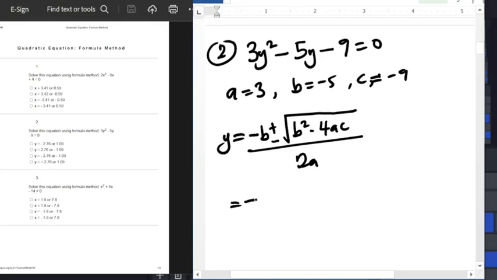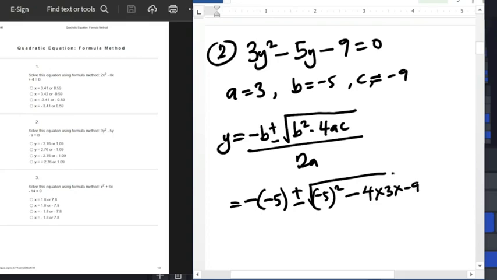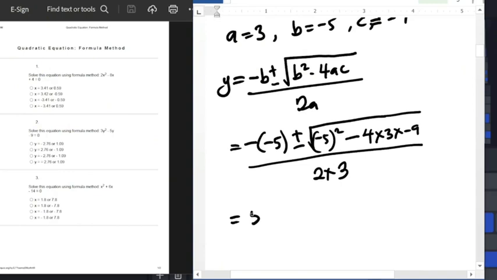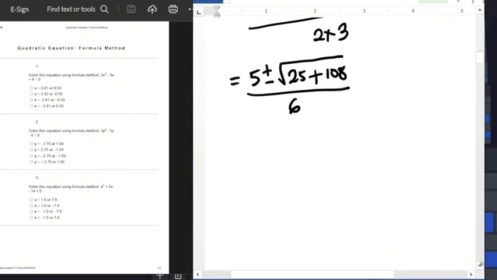So this is going to be minus b, that will be minus 5, plus or minus square root of b, that is minus 5 squared, minus 4 multiplied by a, which is 3, multiplied by c, which is minus 9. Alright, everything divided by 2 times 3. So this will then give us, minus times minus is plus, then plus or minus square root of 25, minus times minus here will be plus, so 4 times 3 times 9, that gives 108, divided by 6. I hope we're making sense.